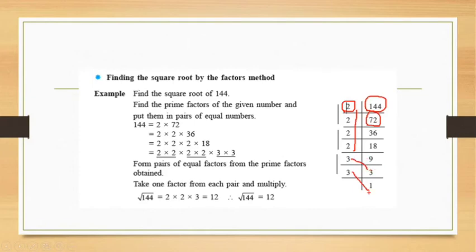Unless and until you get 1 here in the last step, you cannot stop. You always have to pull it down till the last step is 1. Now we are getting 1 here, so we have to stop. We don't have to divide or multiply again.